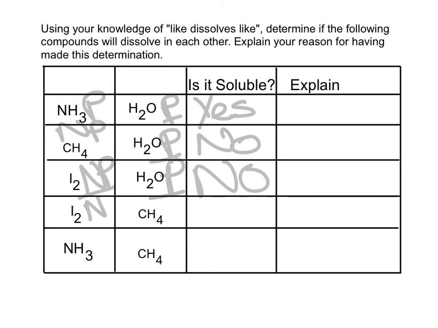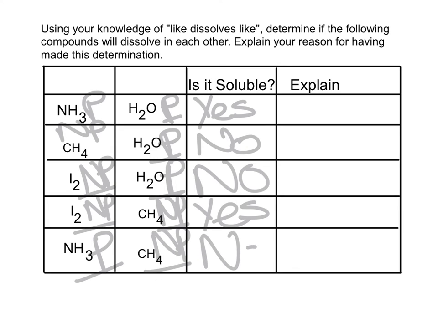Now, iodine is nonpolar, and in addition, methane is nonpolar. They have an extremely symmetrical distribution of charge around the entire molecule, making their polarities the same, and therefore it makes them soluble in one another. Ammonia, very polar. Methane, very nonpolar. Because of this, they do not have the same molecular polarity, therefore they cannot dissolve in one another.